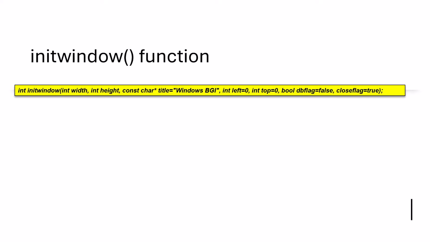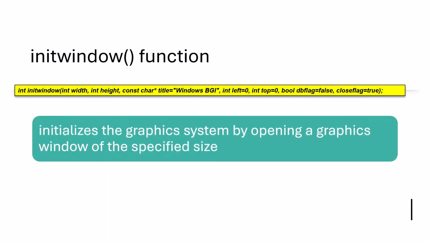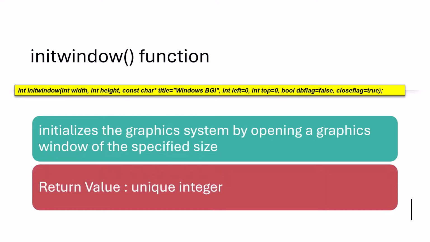Now this particular function initializes the graphics system by opening a graphics window, which will be separate from the console that we see when we are running our programs, right? So this will be another window, and it will be of the size as specified by width and height. So now you know why width and height are necessary or required to be specified. Now this returns an integer, as you can see, which is unique. Why? Because we can have multiple windows, and each window would be identified by its own unique integer or return value, right?